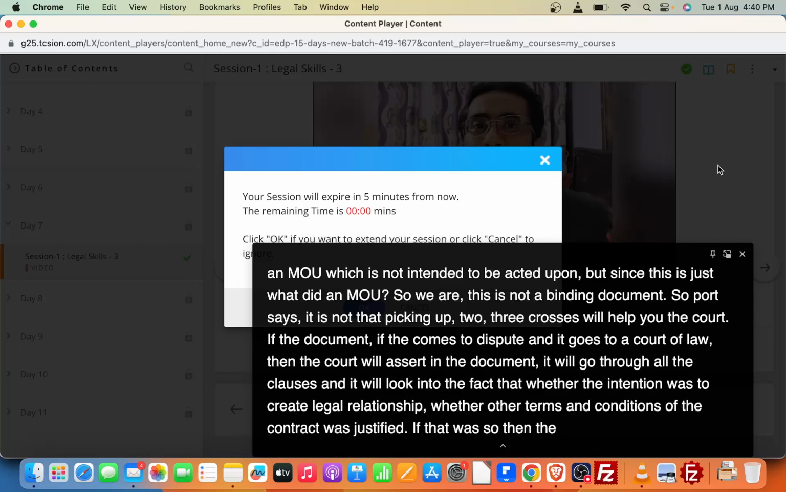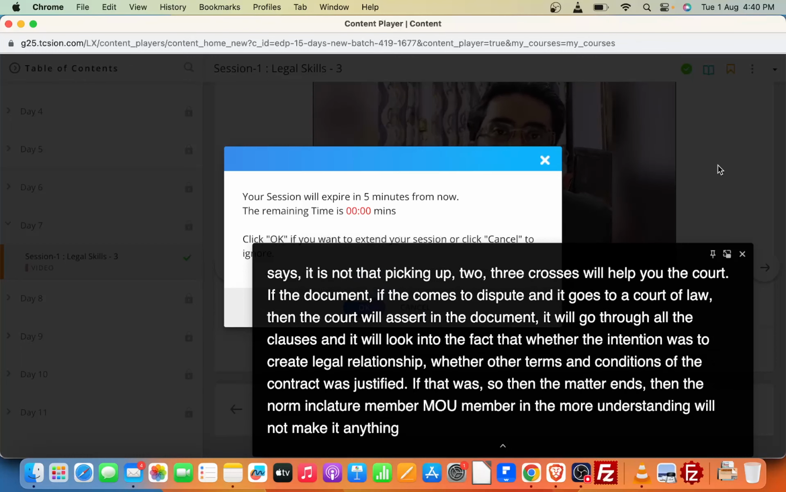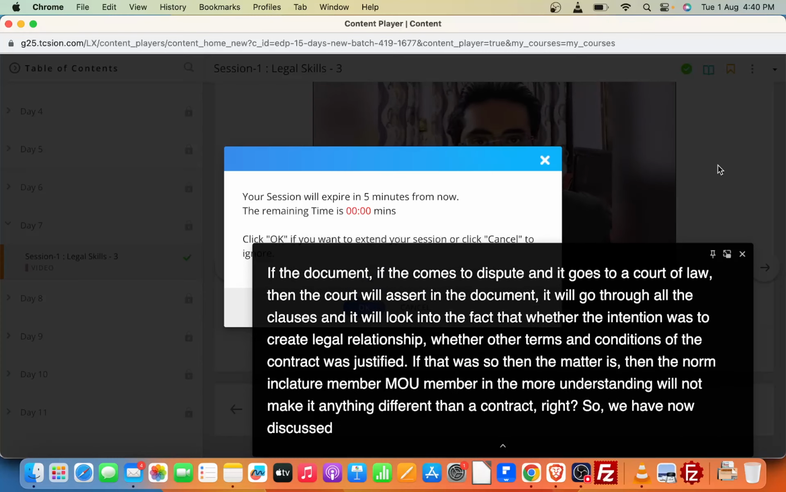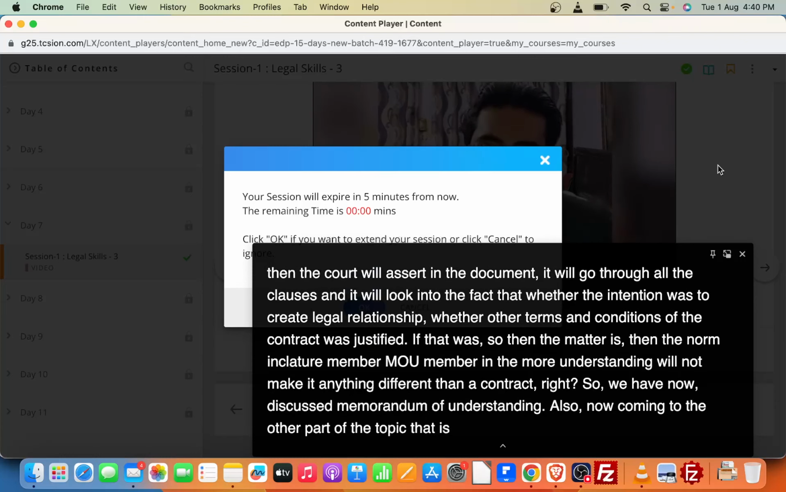If that was so, then the matter ends. Then the nomenclature MOU, Memorandum of Understanding, will not make it anything different than a contract, right? So we have now discussed Memorandum of Understanding also. Now coming to the other part of the topic, that is affidavits.